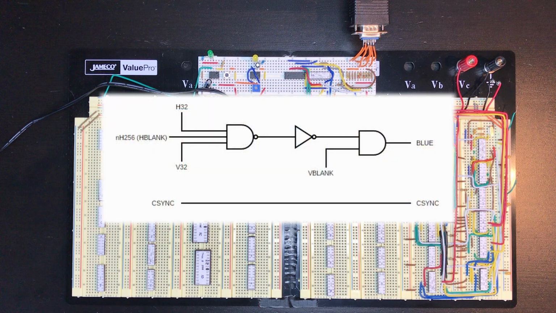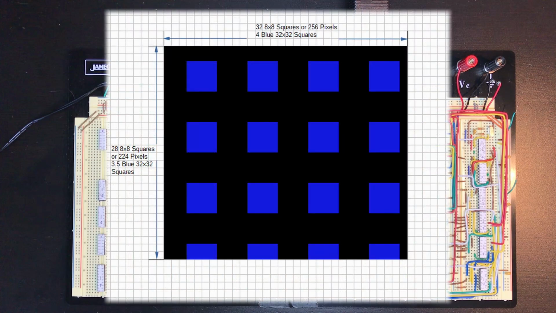So first, blue. We're creating that with the H32 and V32 signals, in addition to the H blank and V blanks as we just discussed. We also need the C-Sync signal for the TV to understand the incoming signal. The intended result should be 4 blue squares horizontally of 32 by 32 pixel size, and there are 3.5 of these vertically with the screen resolution of 256 pixels wide by 224 pixels tall.